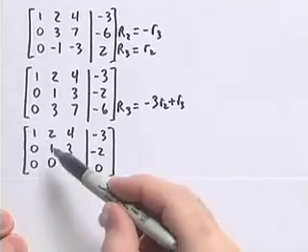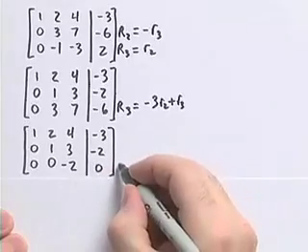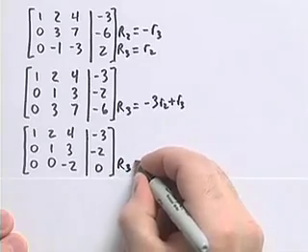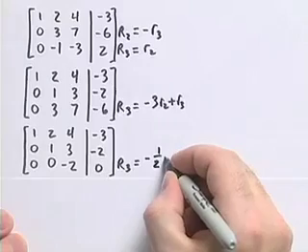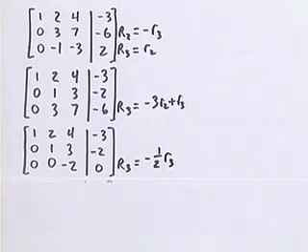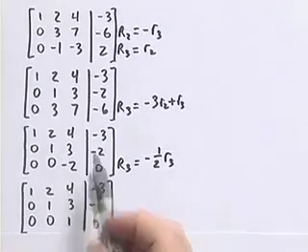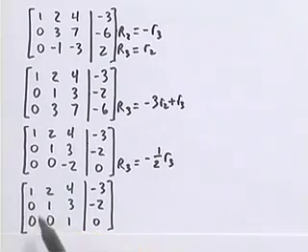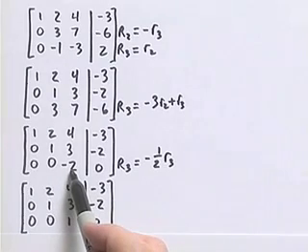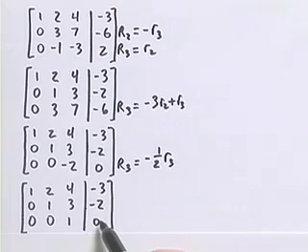The last thing we'd like to do here is to get a 1 in this entry. To do that, we're going to multiply row 3 by negative 1/2. If we perform that operation, we get the following. We did not change the first two rows, so we rewrite them. If we multiply the third row by negative 1/2, 0 times negative 1/2 is 0. 0 times negative 1/2 is 0. Negative 2 times negative 1/2 gives us positive 1. And then 0 times negative 1/2 is again 0.